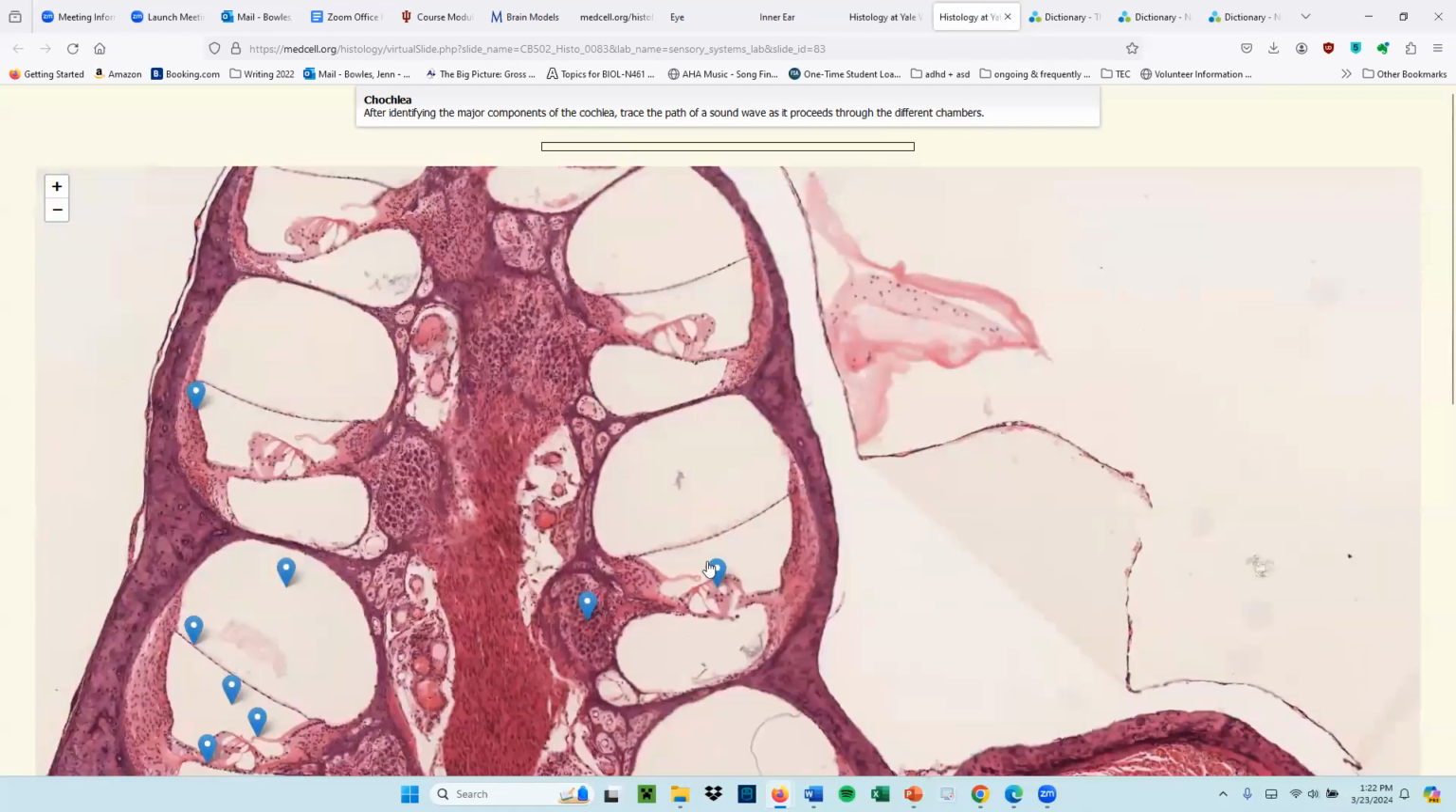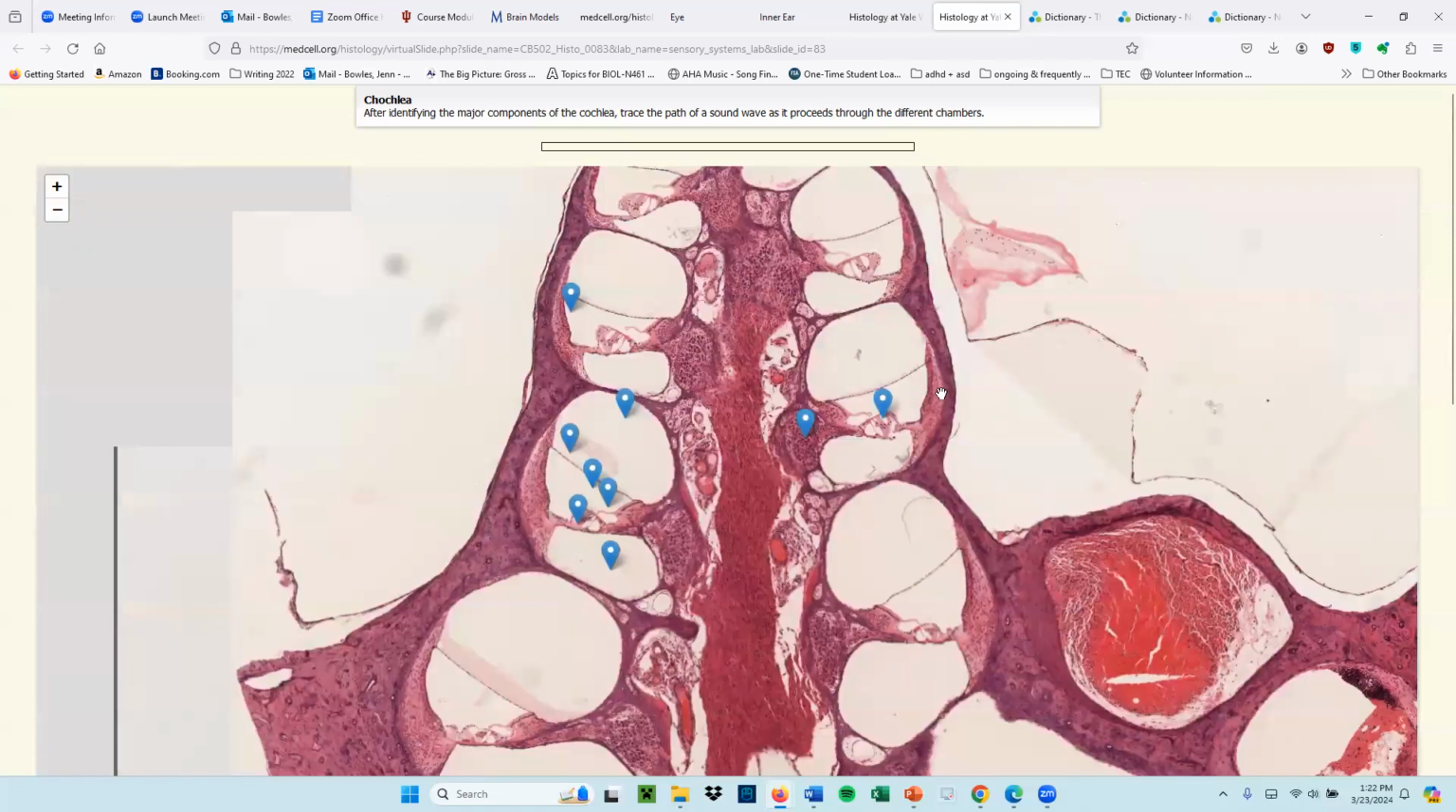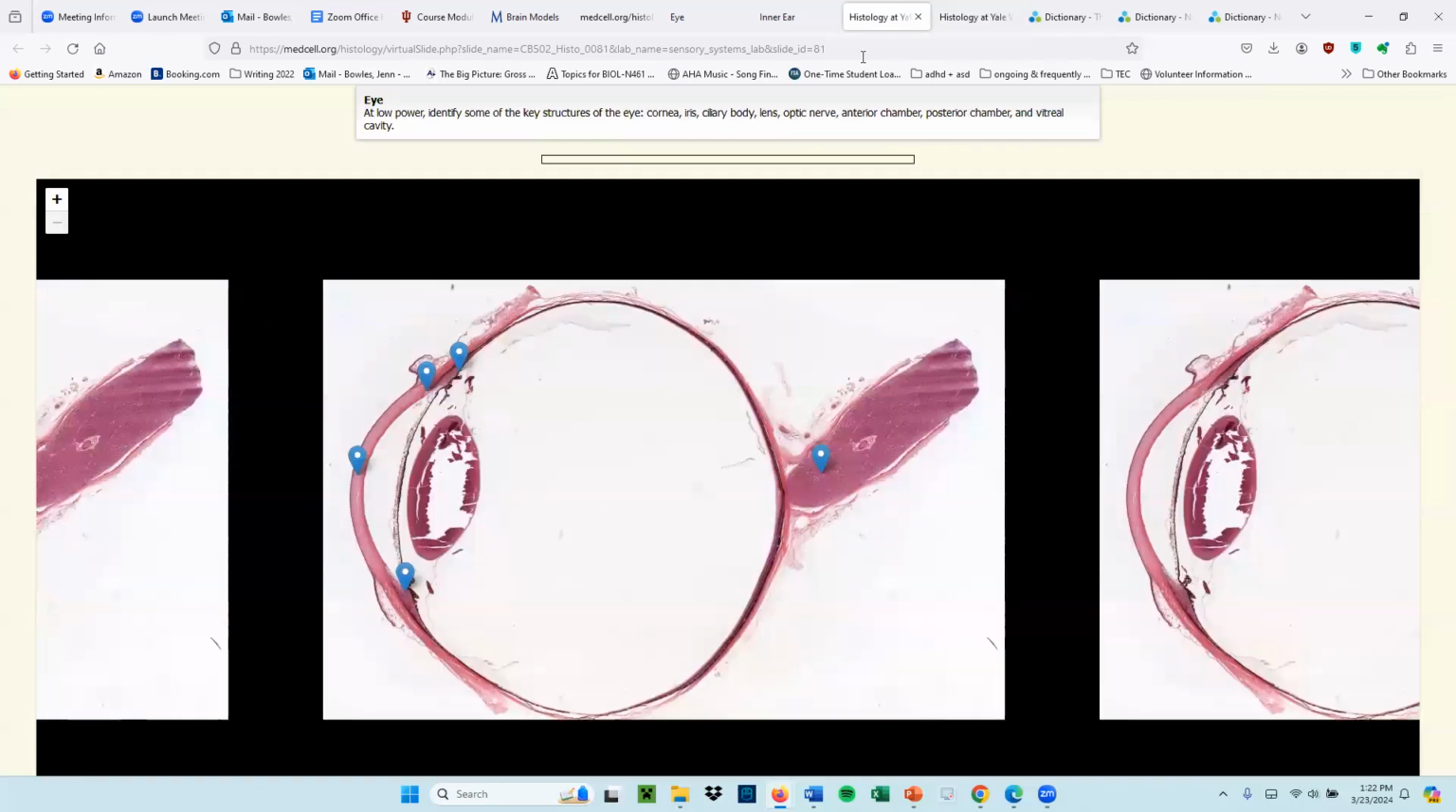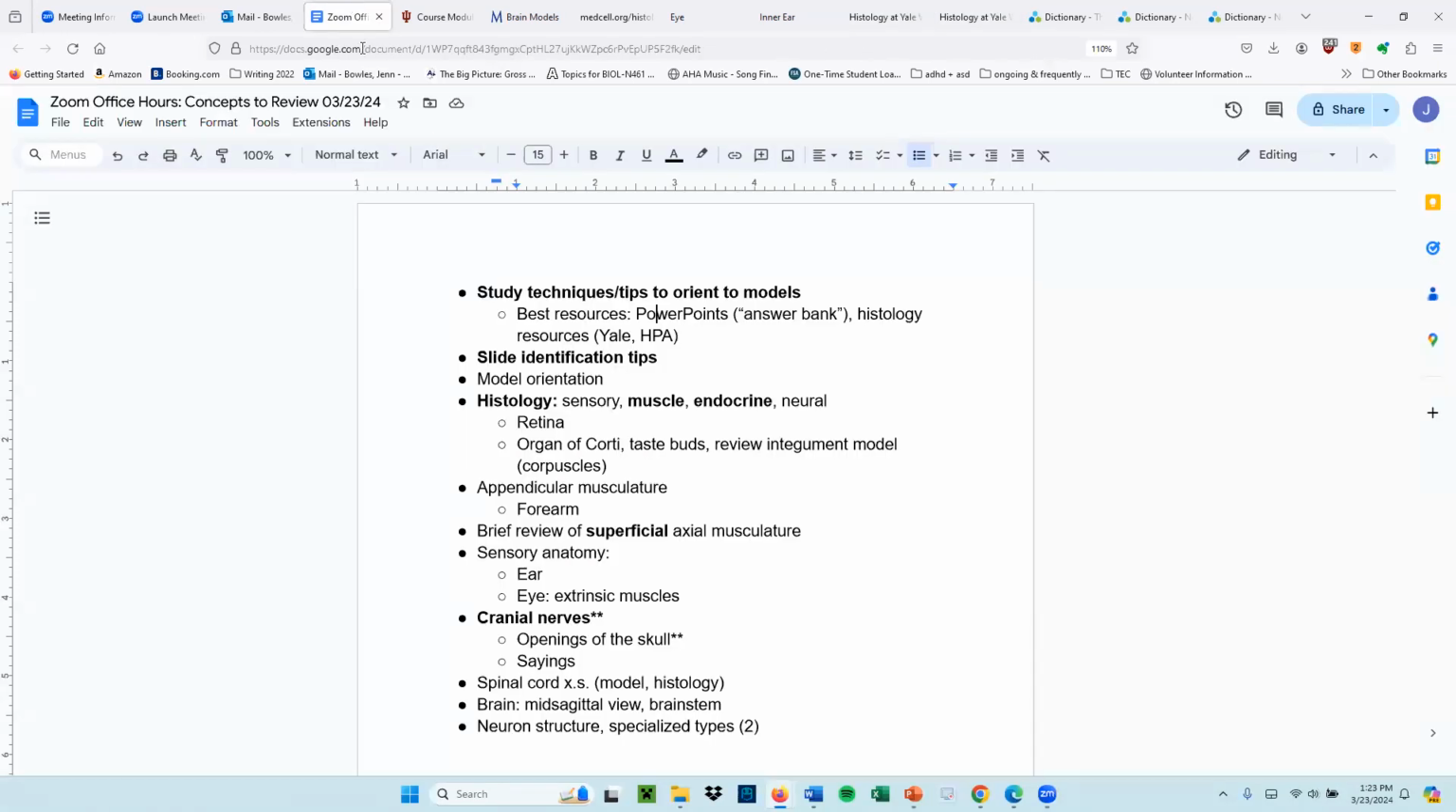Does that make sense so far? Yeah. Okay. All right, let's see. Do you feel pretty good about the rest of sensory histology? Yeah, I do. Okay. You answered all the questions I had, so I'm going to head out. All right. Thanks for stopping in. Thank you. You're welcome. Bye. Have a good weekend. You as well.